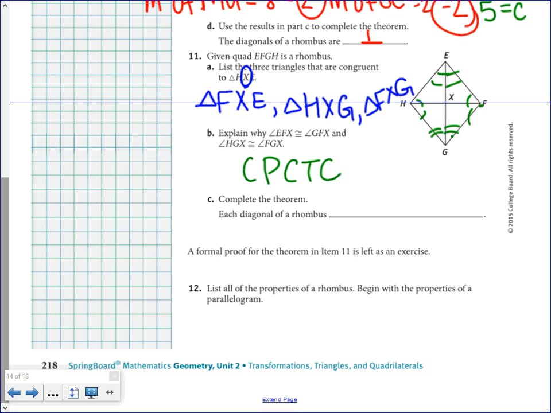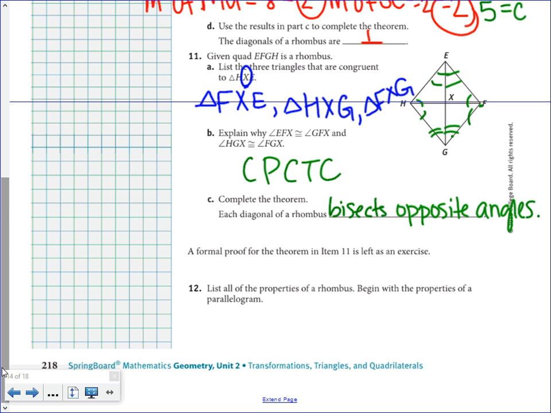Each diagonal of a rhombus bisects opposite angles. So each of your diagonals bisects the opposite angles. And if you are interested in the formal proof, that is part of your exercise with number 11 on page 222, if you would like to do that. So now let's look at number 12.